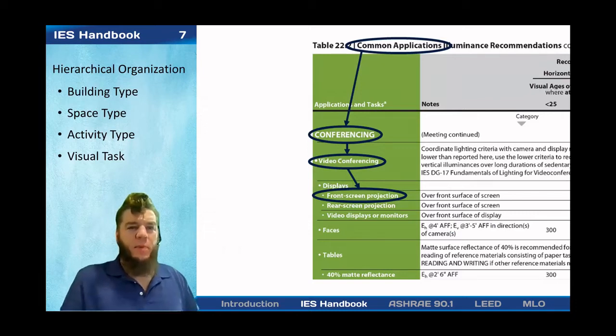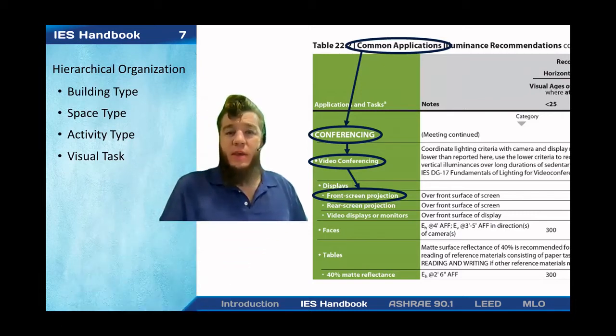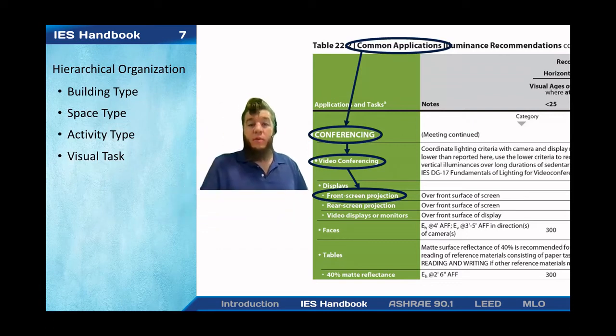Okay. I'm not going to spend a whole lot of time on the IES Handbook because I know you've all already been using the IES Handbook for a lot of projects so far in other classes. So I'll just refresh real quick in case anyone needs it. Within the IES Handbook, we have a hierarchical organization to find the specific design criteria recommended for your specific visual task. You're going to need to start with the building type. That'll get you the section or the chapter of the book that you need to be in.